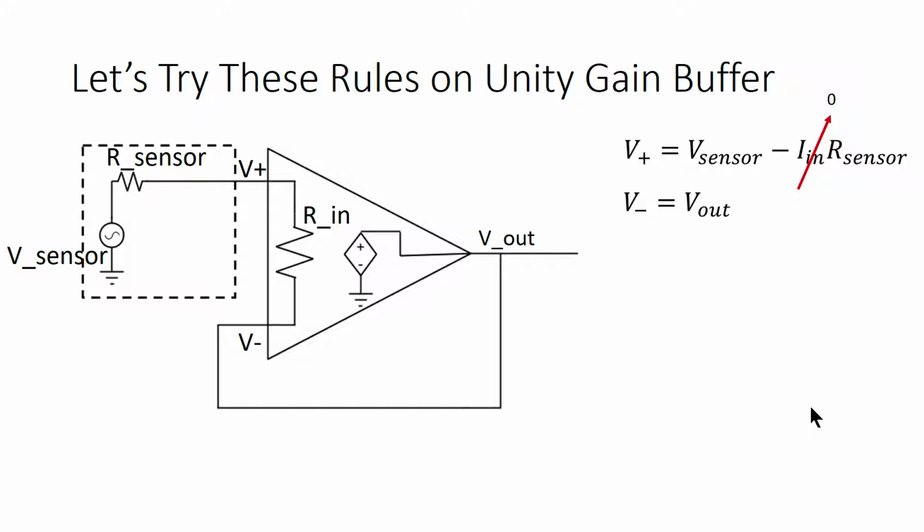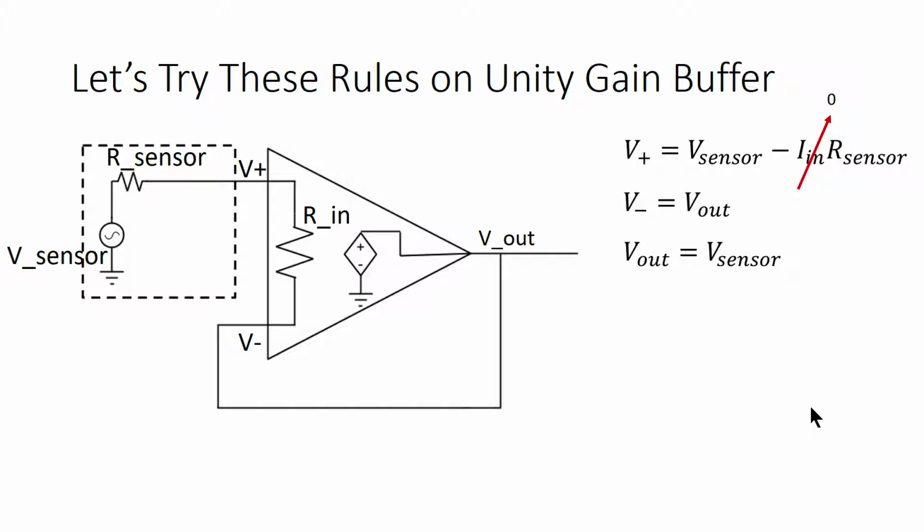We know V minus is equal to V out because they're connected with a wire. So because this is negative feedback, we can apply our rules and immediately know that V out is equal to V sensor, which agrees with our earlier analysis. This was quicker than feedback calculations, but not by a whole lot. However, this is the simplest circuit that we can imagine.